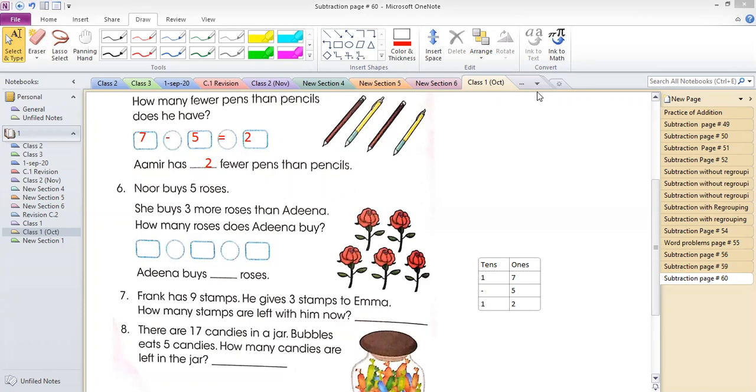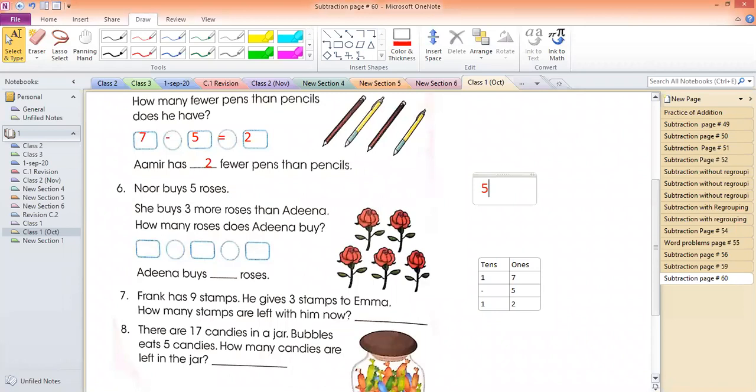So guys, those who answered 2, they are right. The answer is 2. Why 2? Because the question is saying Noor buys 5. How many roses does Noor buy? It is 5. And then you are being told that she buys 3 more roses than Adina. That means she has 3 more roses than Adina. So if you want to find out how many roses Adina buys, just subtract this 3 more from the total roses, which is 5. So 5 minus 3 is equal to 2.